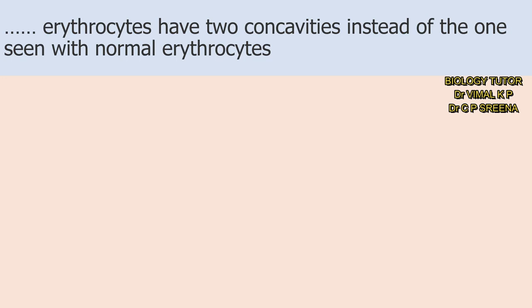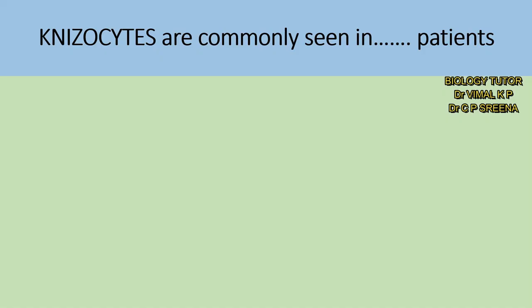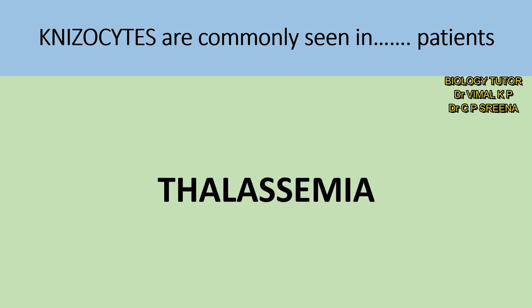Dash types of erythrocytes have two concavities. Normal RBCs have a single concave shape. Here it is bifurcated and has two concavities instead of one seen with normal erythrocytes. These are known as knizocytes. Knizocytes are commonly seen in thalassemia patients. Answer is thalassemia.